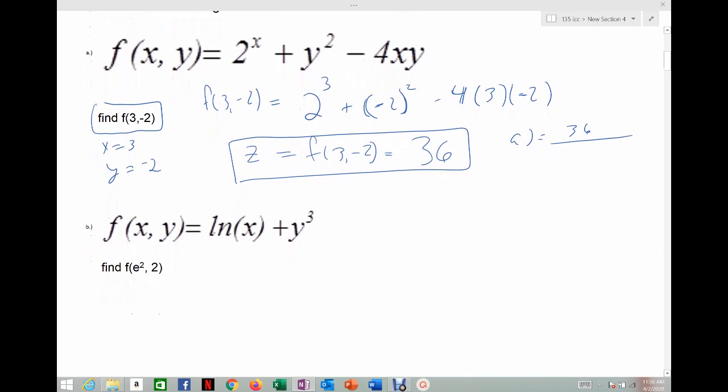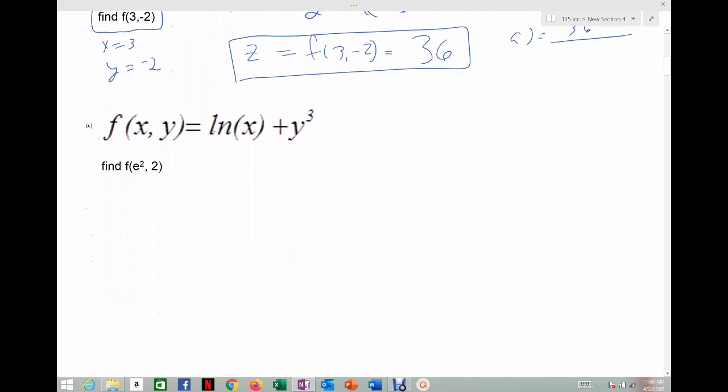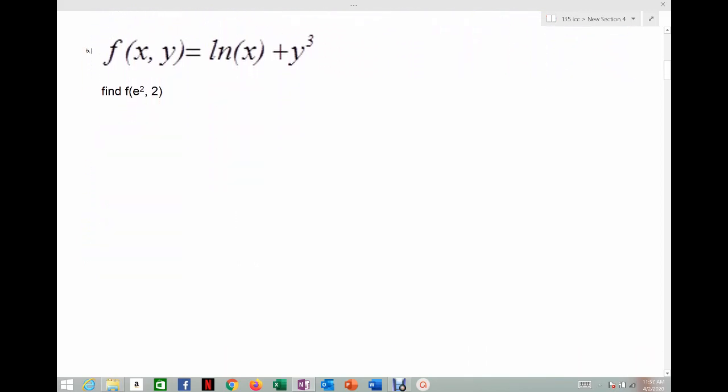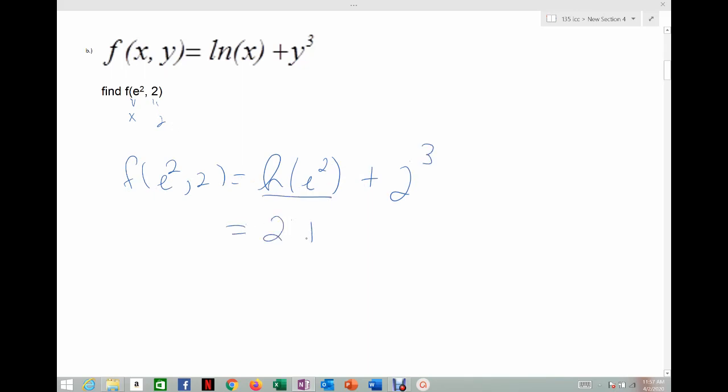The second part, part B, the new function f of xy is the natural log of x plus y cubed, where x is e squared. E squared's a number, it's just an irrational number, but it is a number, and y is 2. So f of e squared, 2, is the natural log of e squared plus 2 cubed. Well, the natural log of e squared is just 2. 2 cubed is 8, and so that simplifies to my function value 10, or my z value 10.